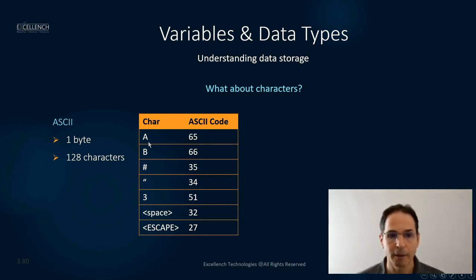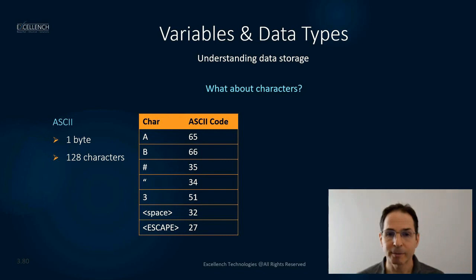For example, the letter A in capital is represented by the number 65. The letter B, capital, is represented by the number 66. The space character is represented by 32. The double quote is represented by 34. The number 3 as a string, as a character, not as a number, is represented by code 51.